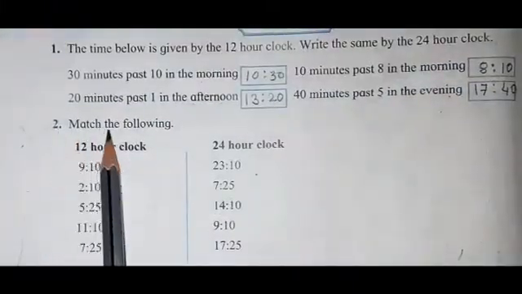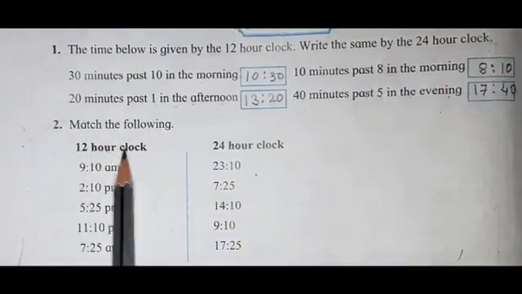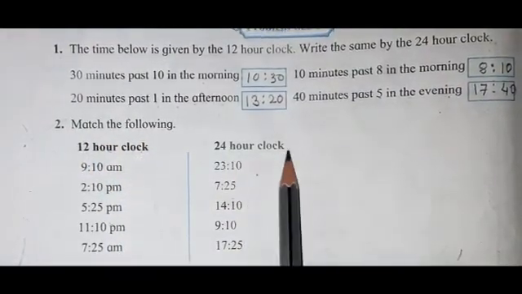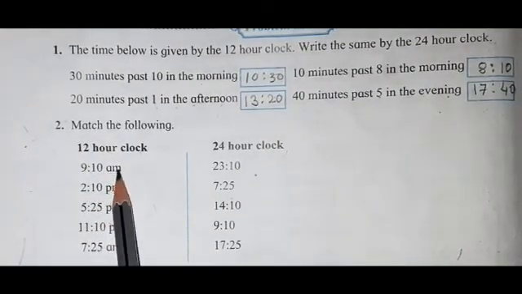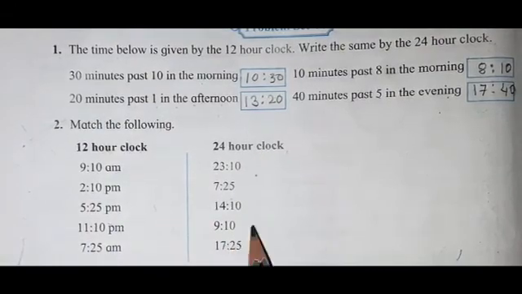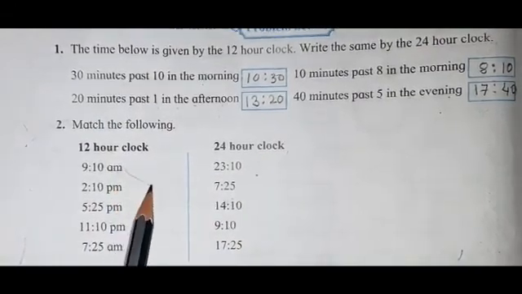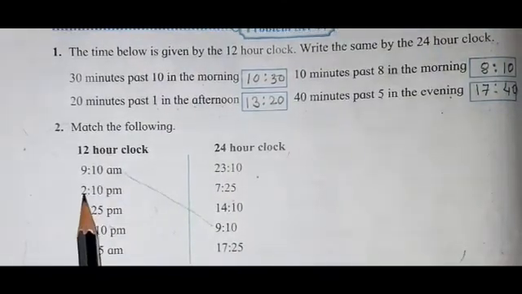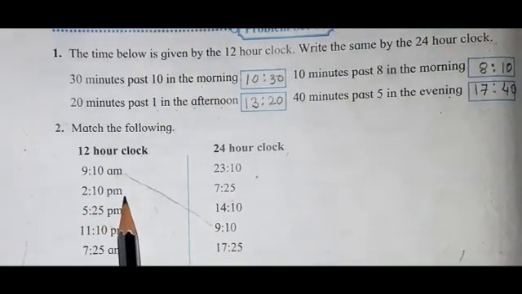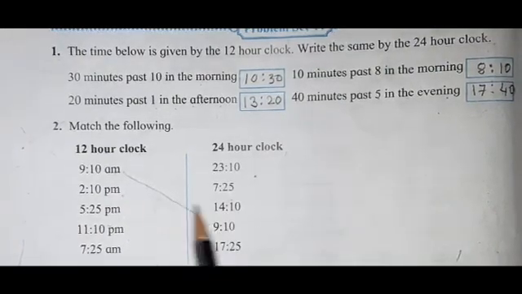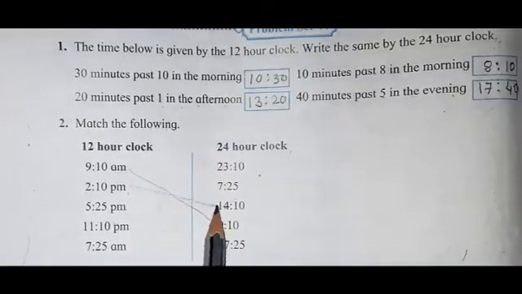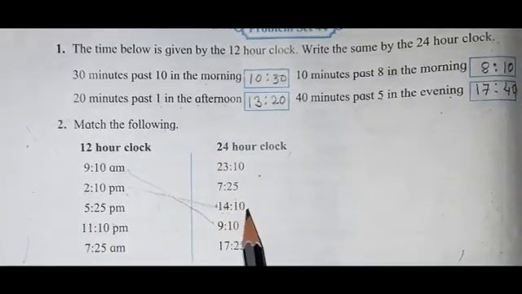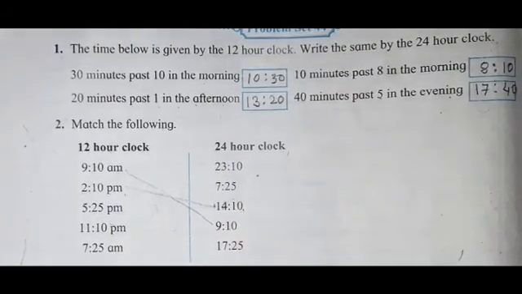Now question number 2, match the following. Here given time in 12-hour clock and here 24-hour clock. 9:10 a.m. in 24-hour clock write 9:10. So match this one. Now 2:10 p.m. means after 12. So here is 13 and 14. So write 2:10 p.m. is equal to 14:10 in 24-hour clock.